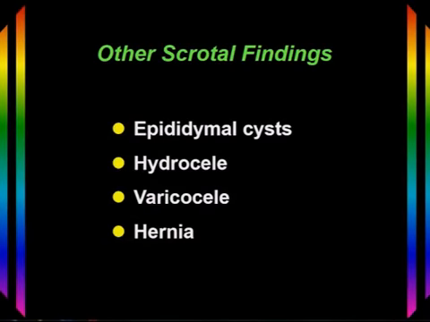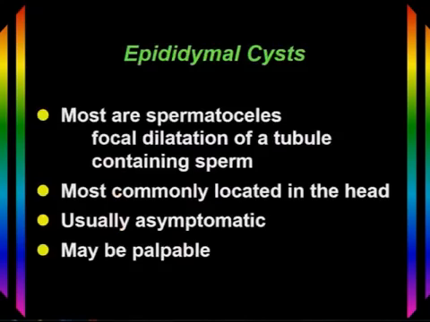Besides the testicle, we look at other things in the scrotum, including the epididymis as well as the scrotal sac. So we look for fluid from a hydrocele or a varicocele or even a hernia. Epididymal cysts are spermatoceles that are typically located in the epididymal head, but they can be anywhere. They are focal dilation of the tubules that contain the sperm that they're carrying from the testicle and then into the spermatic cord. They're usually asymptomatic, but they may be palpable in some situations.